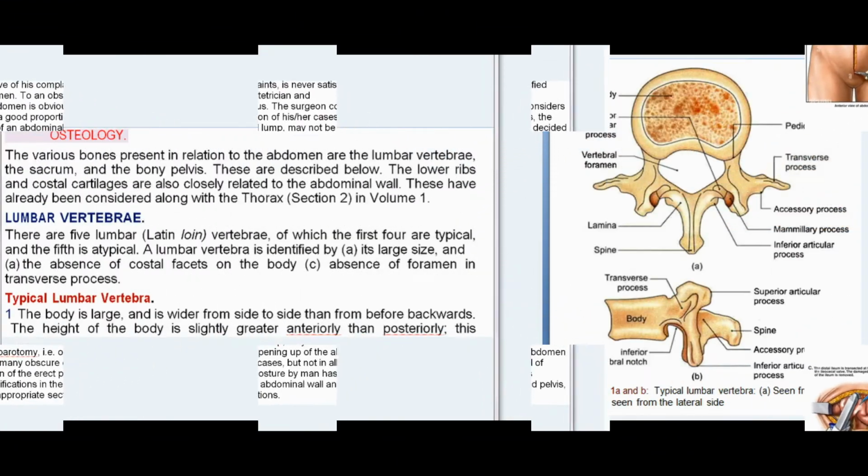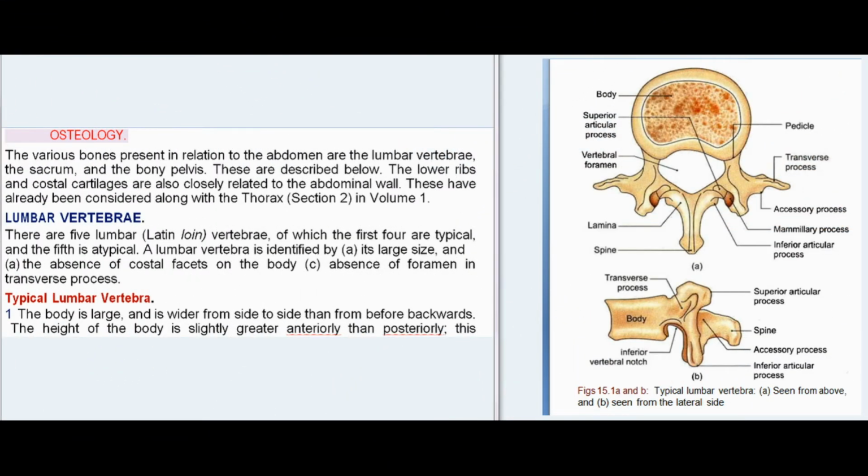Osteology. The various bones present in relation to the abdomen are the lumbar vertebrae, the sacrum, and the bony pelvis. These are described below. The lower ribs and costal cartilages are also closely related to the abdominal wall. These have already been considered along with the thorax, section 2, in volume 1.